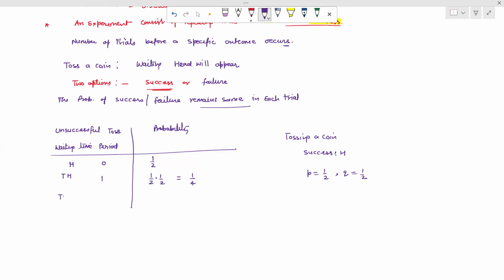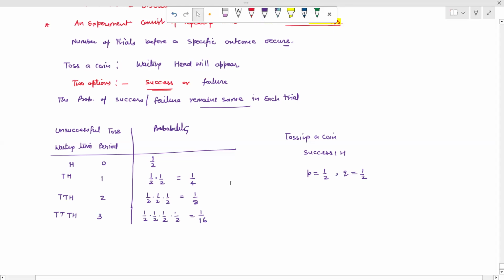Similarly, we move to the third chance. In the first two chances we get the failure, tail, then we get the head. So the waiting period is 2. Now the probability can be written as 1 by 2 into 1 by 2 into 1 by 2. That will be 1 by 8. Similarly, we move to the next case. The waiting period is 3, so the probability is 1 by 16.